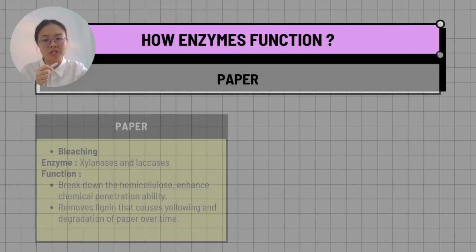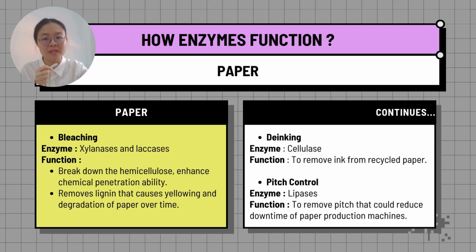In the paper industry, cellulase and xylanase are used in bleaching to break down hemicellulose, enhance chemical penetration ability, and reduce the amount of chemical needed in the bleaching process. It also removes lignin that causes yellowing and degradation of paper over time. Cellulase is also used in deinking to remove ink from recycled paper. Lipase is also used in pitch control. Pitch is a type of resin, and removing it could reduce downtime of paper production machines.